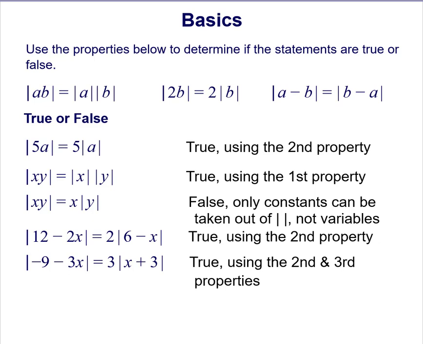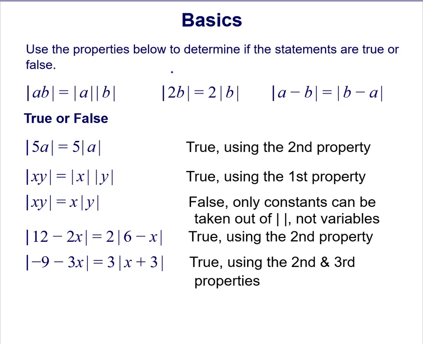The first one is true using this second property right here. Okay, that's why that's true. What we did was we replaced 2 with 5 and we replaced b with a, but the property is still the same. The second one is true using the first property. What I did was I replaced a with x and b with y, but we see this is true. The absolute value of x times y is equal to the absolute value of x times the absolute value of y. You can try these with any real number that you want.